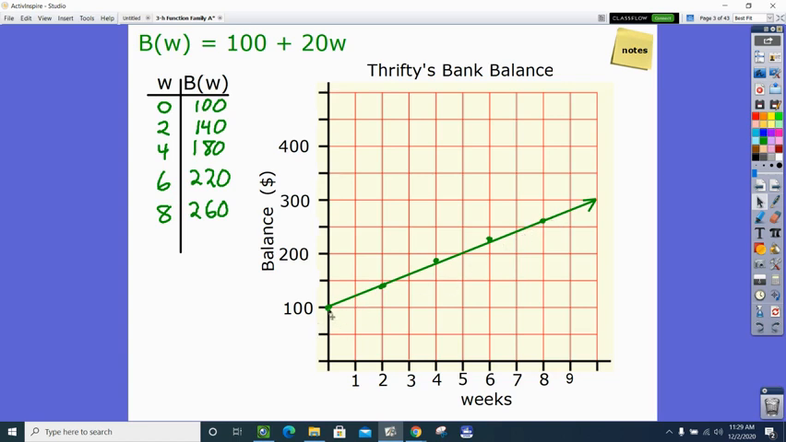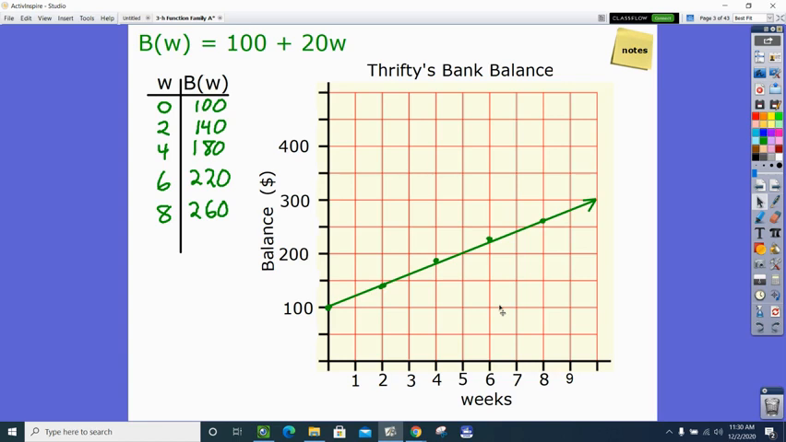And what I mean is there should be no arrow down here because you're not going to go into the negative weeks. And then as you plotted your points, they're not going to fall always on the crosshair, so you're doing your best to get them exact. And there should be an arrow out here because this is going to continue potentially to 10 weeks, 11, 12, and so forth.